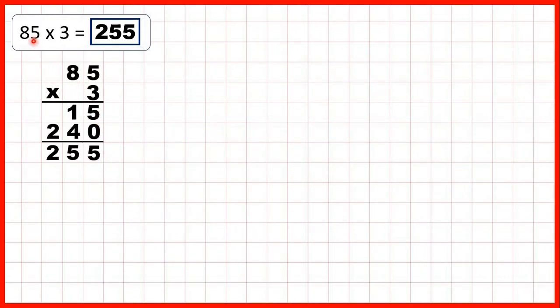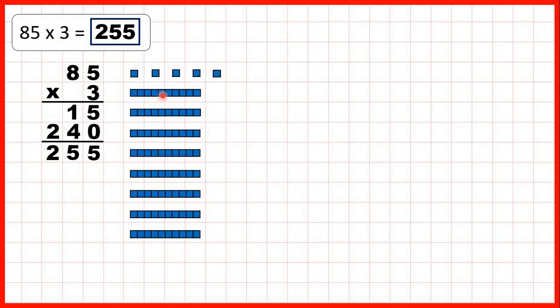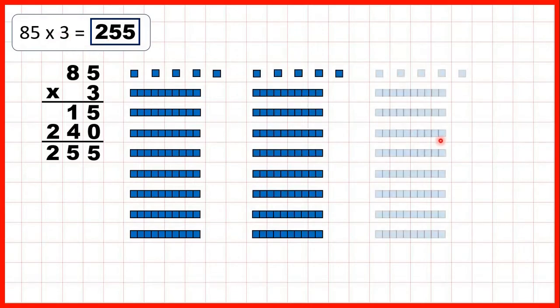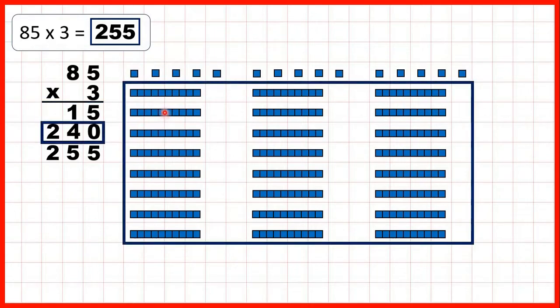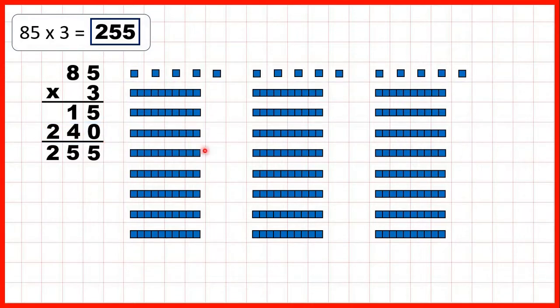Then for our last question, we had 85 times 3. 85 means we have 8 tens and 5 ones, and to multiply by 3, we can show what we have 3 times. Then you can see where we get 15 because we have 15 ones altogether here, and then below we have 24 tens, which is the same as 240. So putting all of what we have together gives us our answer 255.